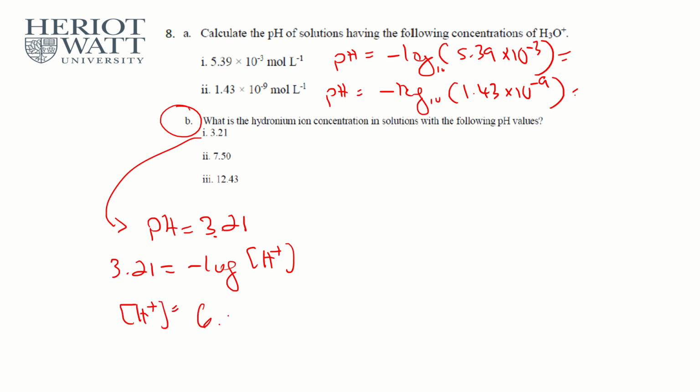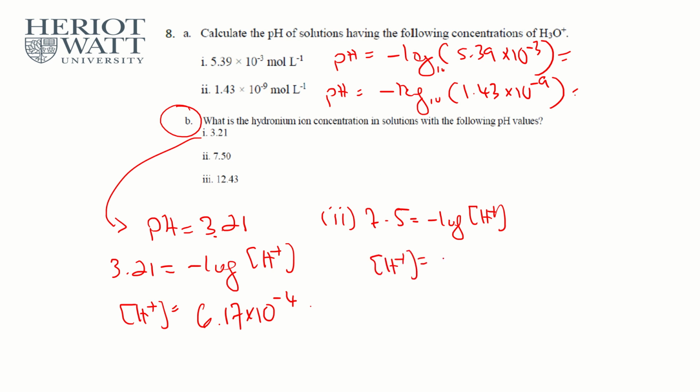equals to 6.17 times 10 to the power of negative 4. That's for part 1. Okay. For part 2, alright, 7.5, we do the same thing. Okay, 7.5 equals to negative log concentration of H plus. So what to do, guys? Anti-log negative, don't forget, 7.5, you will get the concentration of H plus equals to 3.16 times 10 to the power of negative 8.